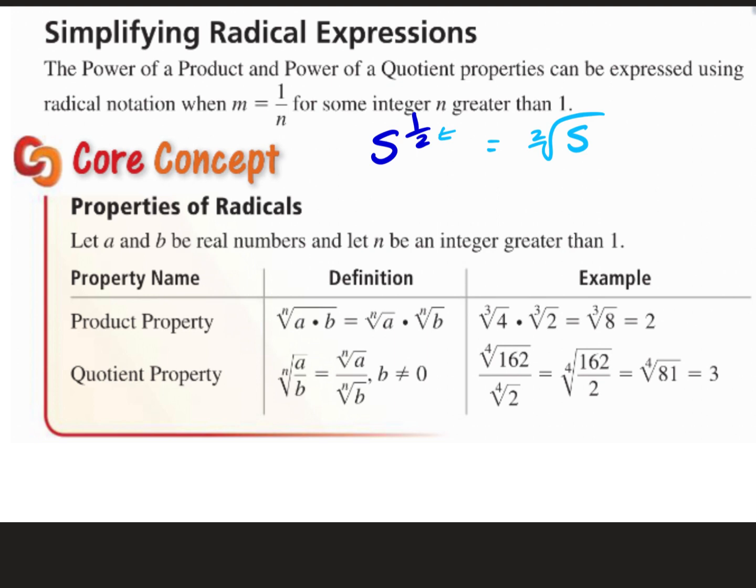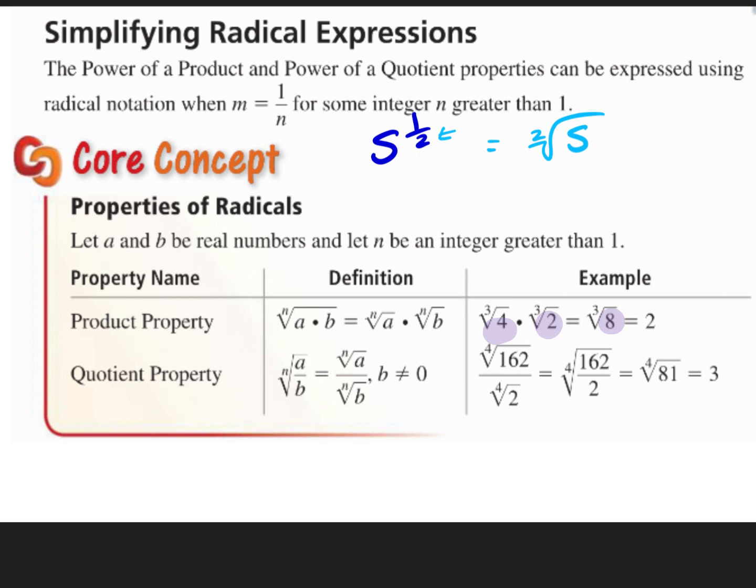So we have similar properties. The product property, we can split up. If I had two numbers being multiplied under the same radical, I could split it up into 2 different radicals, but it would have the same index. So if I had the cubed root of 4 times the cubed root of 2, that would be the cubed root of 8. So I can multiply the insides together, only when it's the same index.